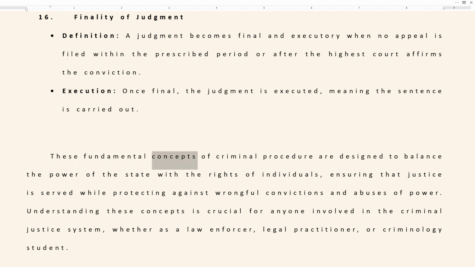These fundamental concepts of criminal procedure are designed to balance the power of the state with the rights of individuals, ensuring that justice is served while protecting against wrongful convictions and abuses of power. Understanding these concepts is crucial for anyone involved in the criminal justice system, whether as a law enforcer, legal practitioner, or criminology student.